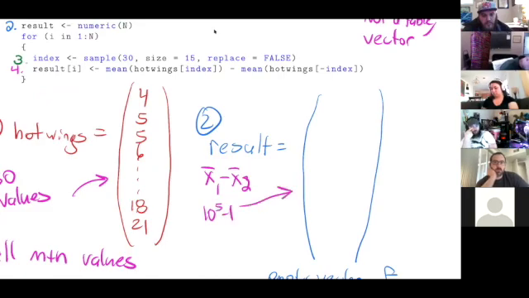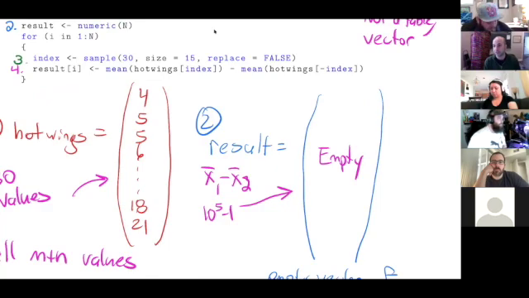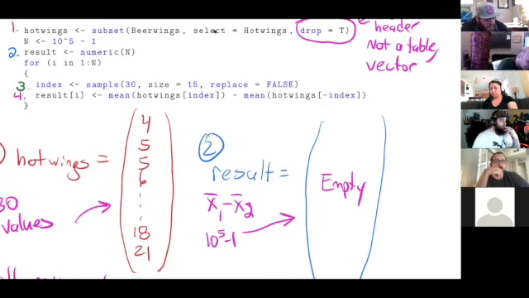So we're going to store 10 to the 5th minus 1 differences between the mean of group 1 and the mean of group 2. And these are going to be means that are just randomly generated as opposed to generated based on gender. So right now, it's just an empty vector where we're going to eventually save our differences. But we need to first create this before we can save things there.